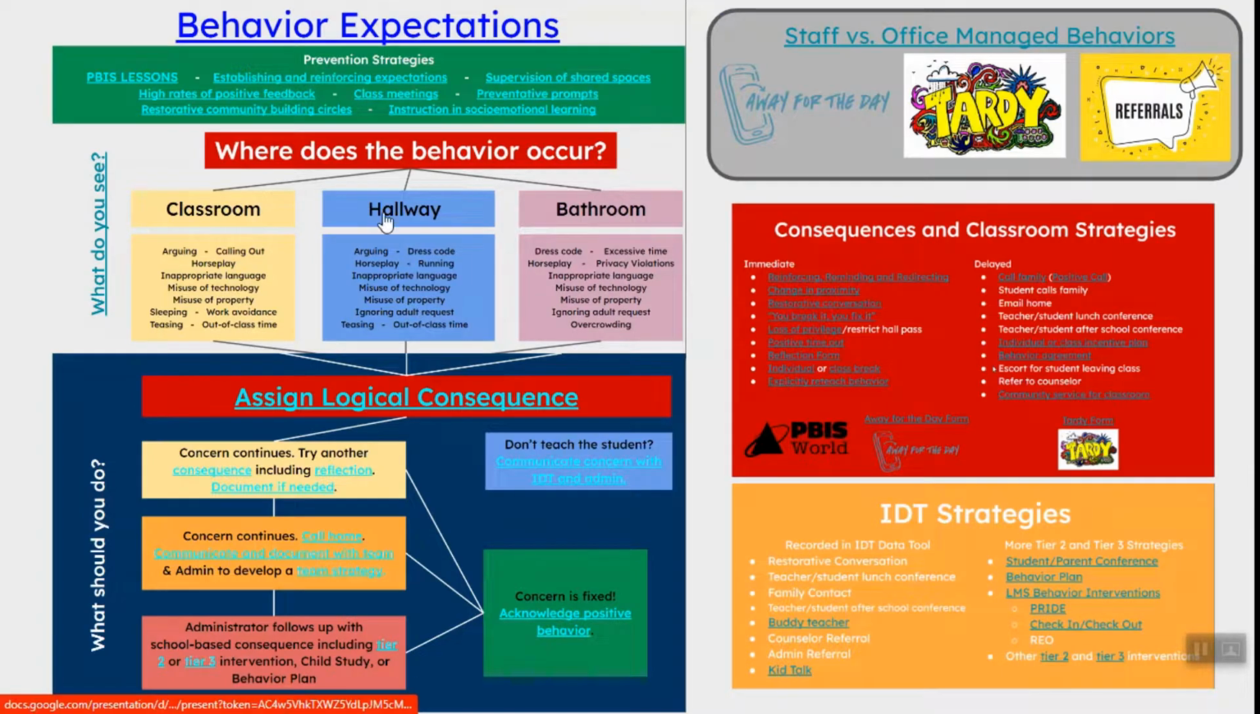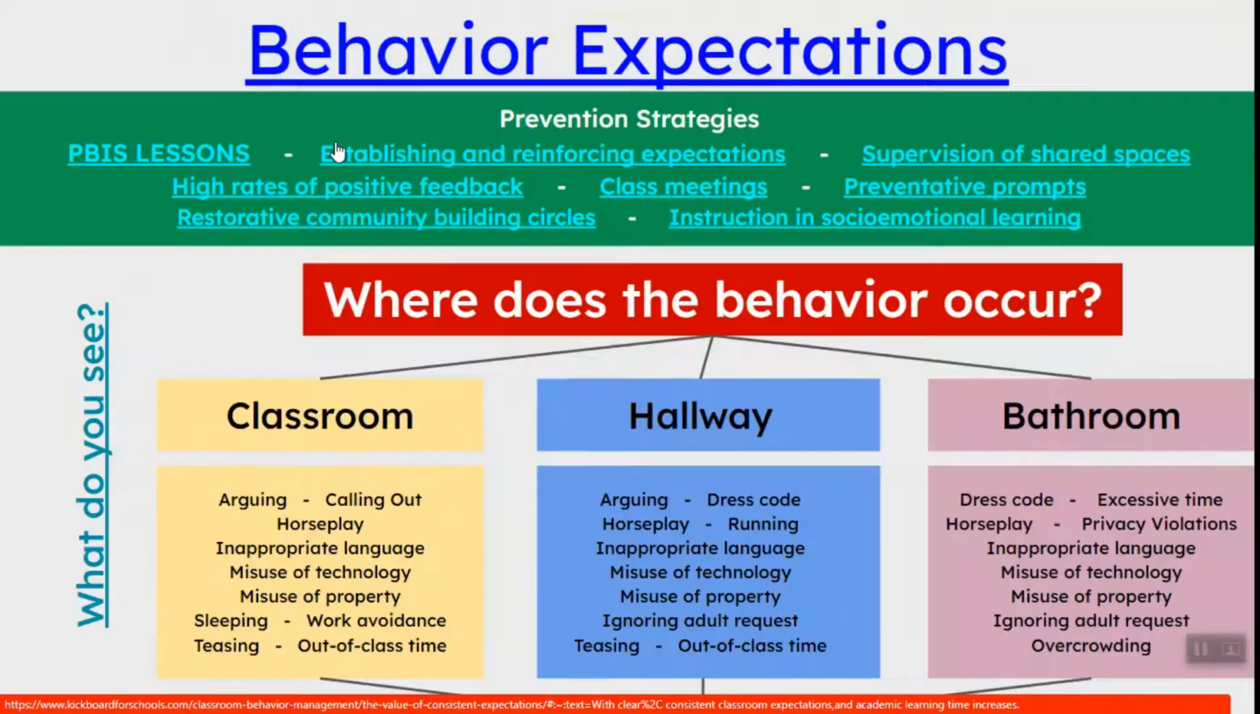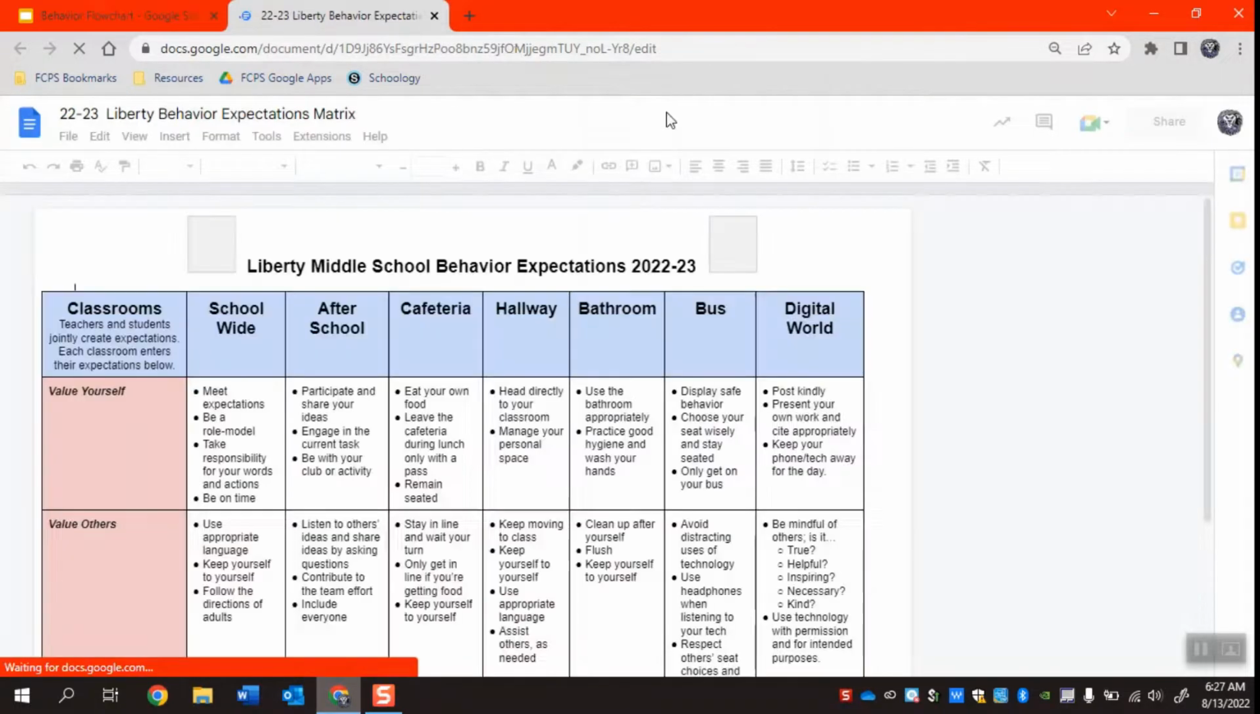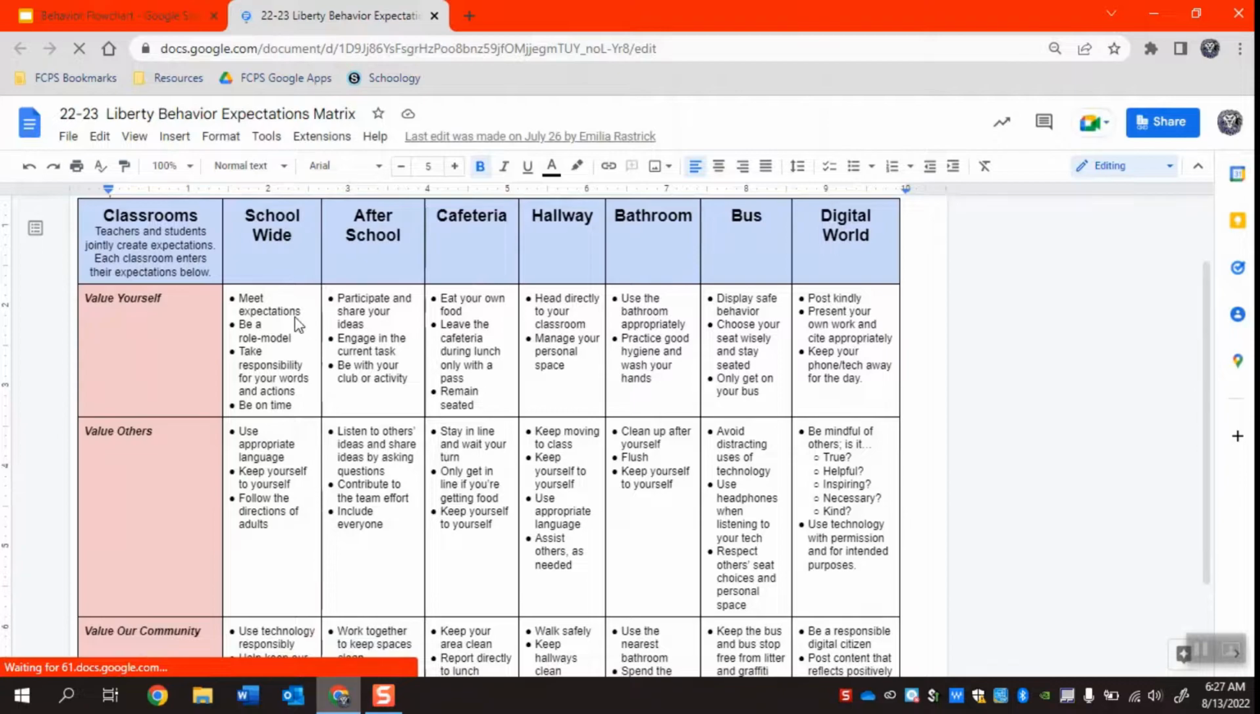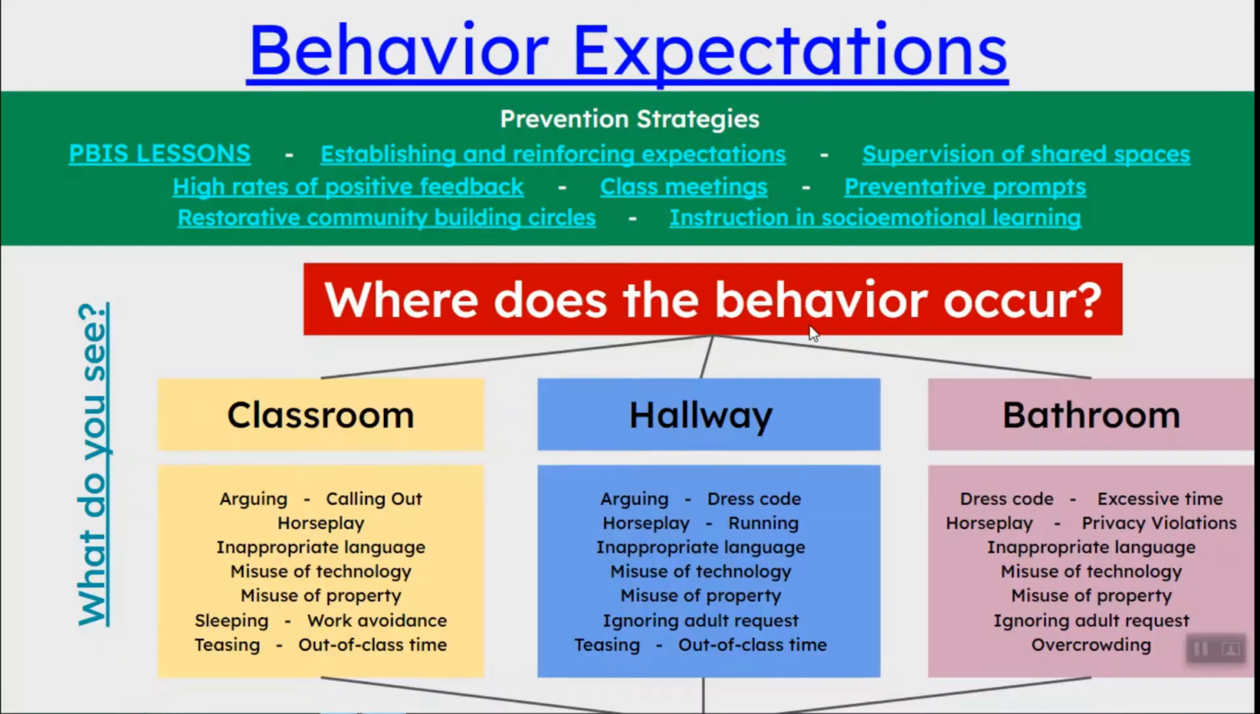In this first box, the top section of the flowchart, we have the behavior matrix. This describes in really simple language how we're expecting students to behave in these different parts of our world. And then together, as a class, you're going to set your own classroom expectations on the left side here. So those are the expectations that we want to set.